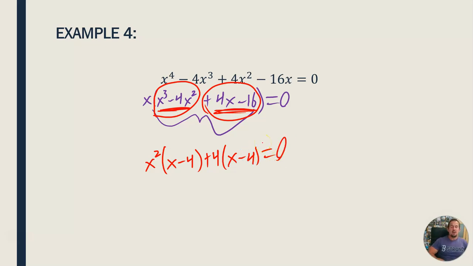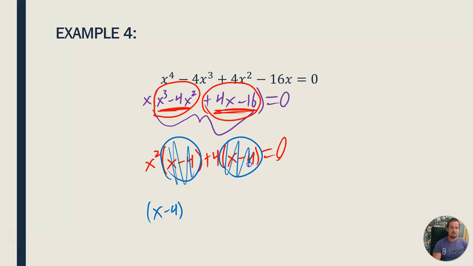And I know I did that correctly because both groups have the same parentheses, x minus 4. That's great. And since both of these groups have a greatest common factor of x minus 4, I'm going to go ahead and write that in front, which leaves me with x squared plus 4. And the x that I took out as a greatest common factor, I better write back in. This is the completely factored version of this polynomial.